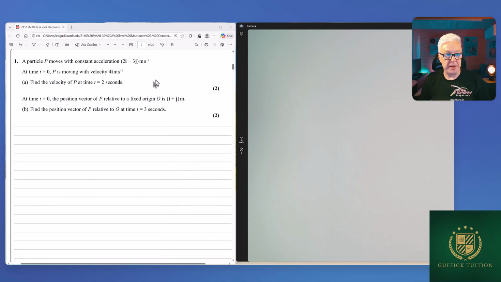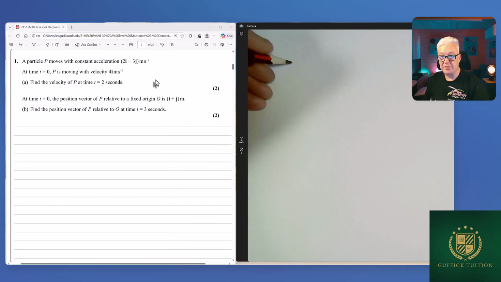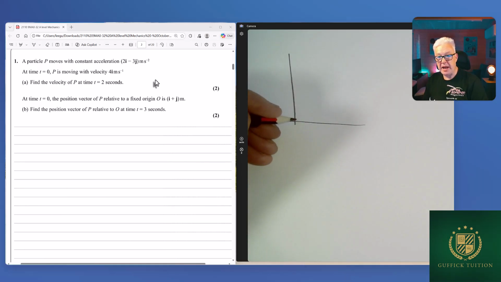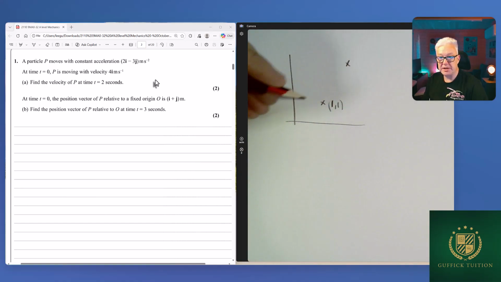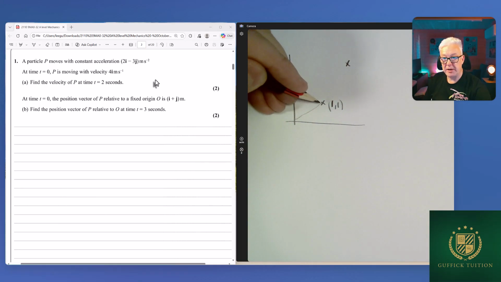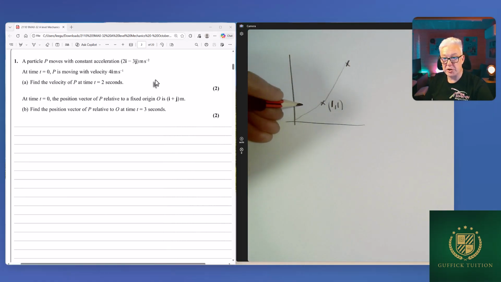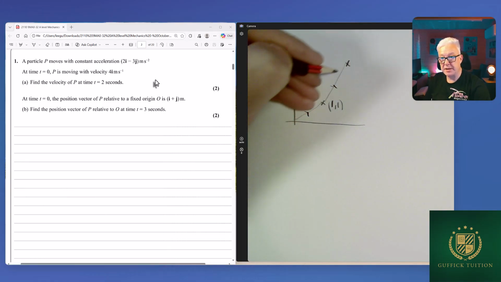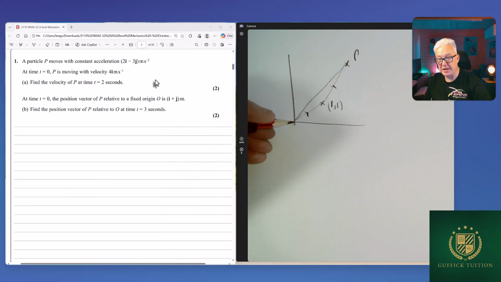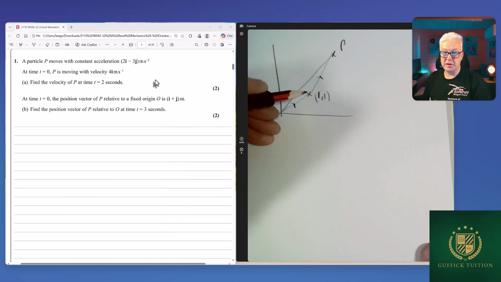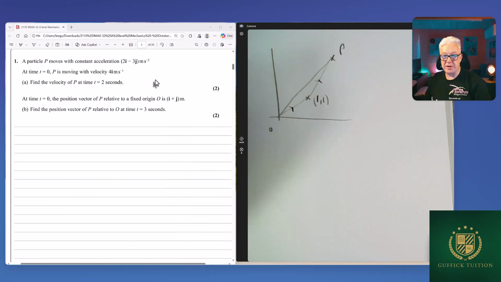Right, let's have a look at part B then. So it says at time t equals 0, the position vector of P relative to a fixed origin is i plus j meters. Find the position vector of P relative to O at time t equals 3 seconds. So we basically have a situation where initially it's here at 1, 1, and then it moves some distance. So we want to try and find out in the end how far away it is from the origin. So it starts off there and it ends up at this point here. Let's just call it P, and then we want to find out how far away it is from the origin at the end. So let's start off by seeing how far does it go in those 3 seconds.